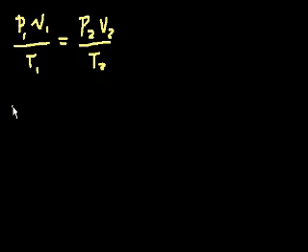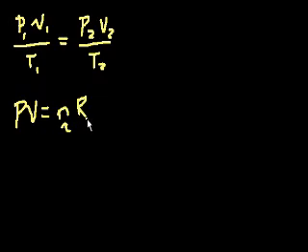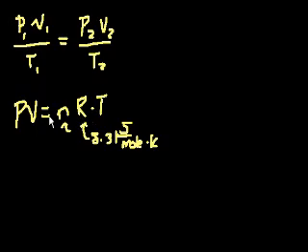And the other thing you should remember is that pressure times volume is equal to N, where N is the number of moles, right? Moles is like a number like a dozen, but a huge number, 6 times 10 to the 23, times R. R was the universal gas constant. I think it's 8.31 joules per mole Kelvin, times the temperature. And remember, just to be safe, always convert to Kelvin first.